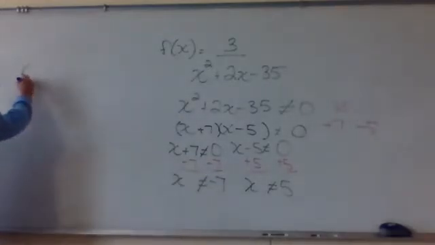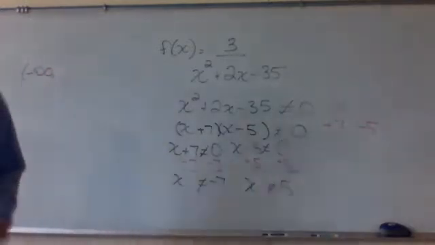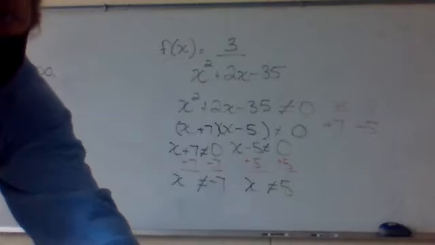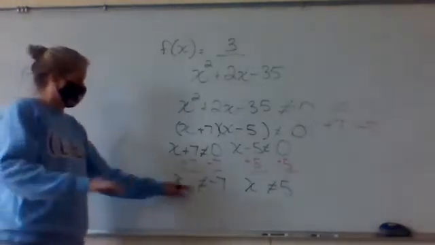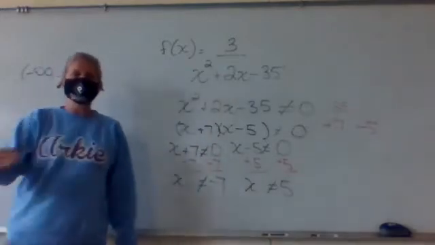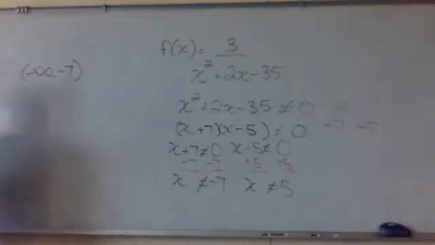So I would start off with negative infinity. Now, coming up the number line, if I'm starting at negative infinity, who am I going to run into first? Am I going to run into negative 7 or positive 5? You're going to run into that negative 7 first. So negative infinity to negative 7 would be all the numbers below negative 7.